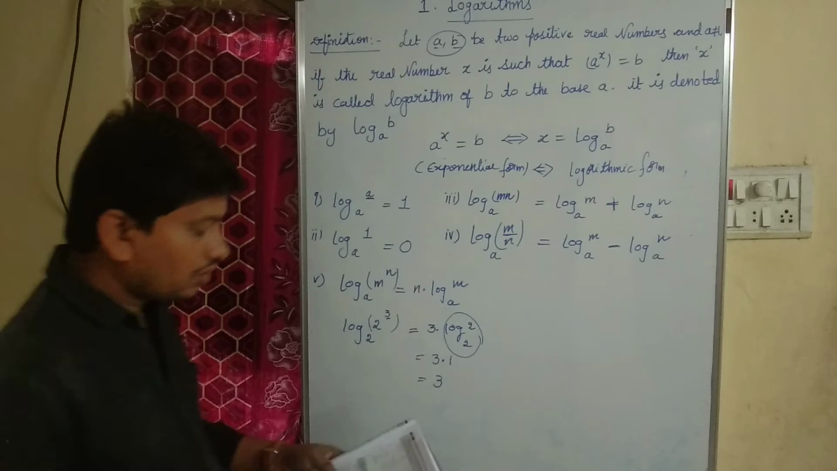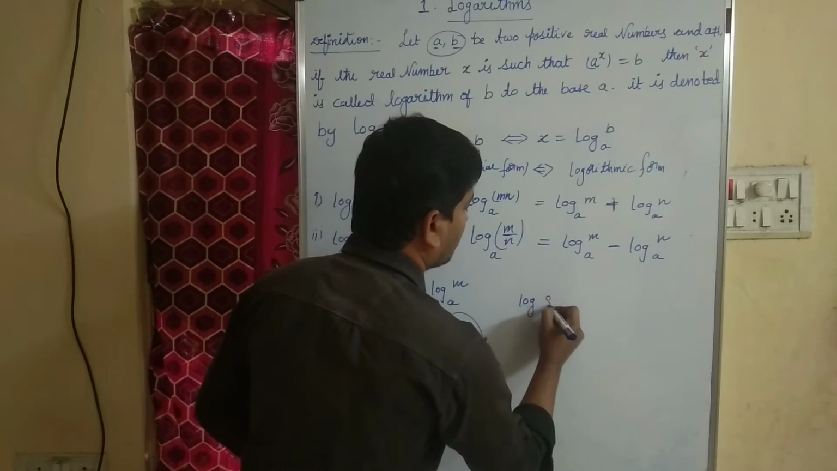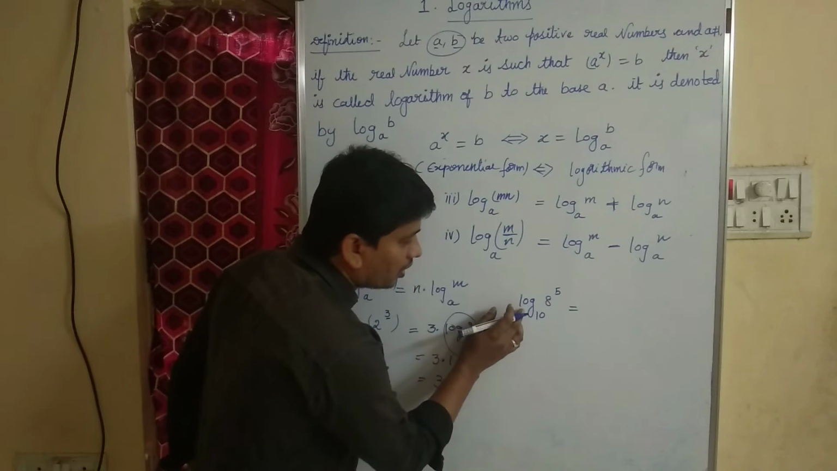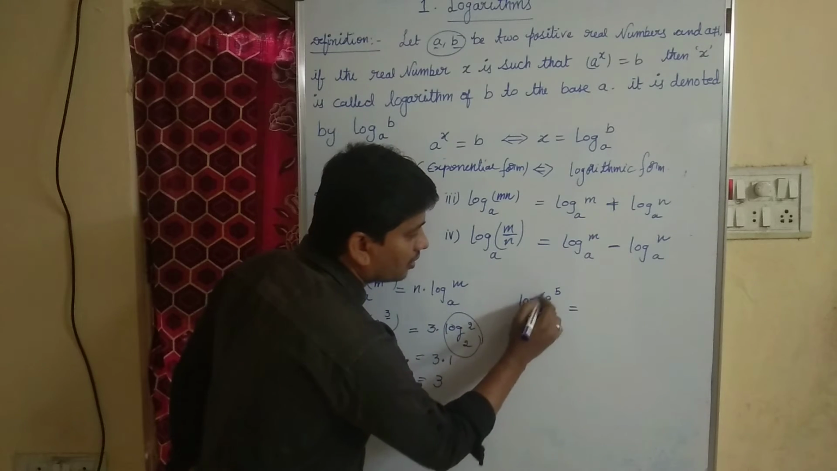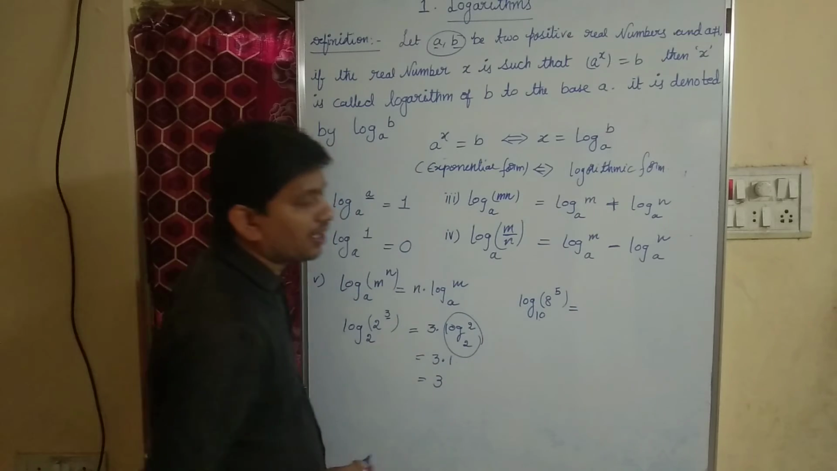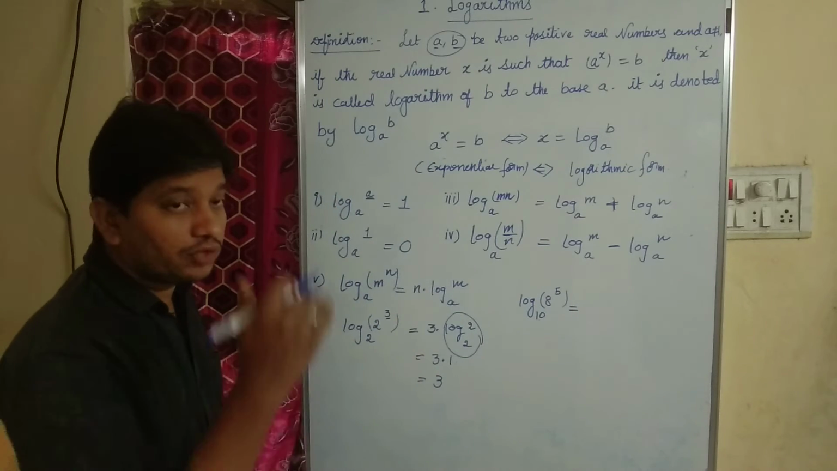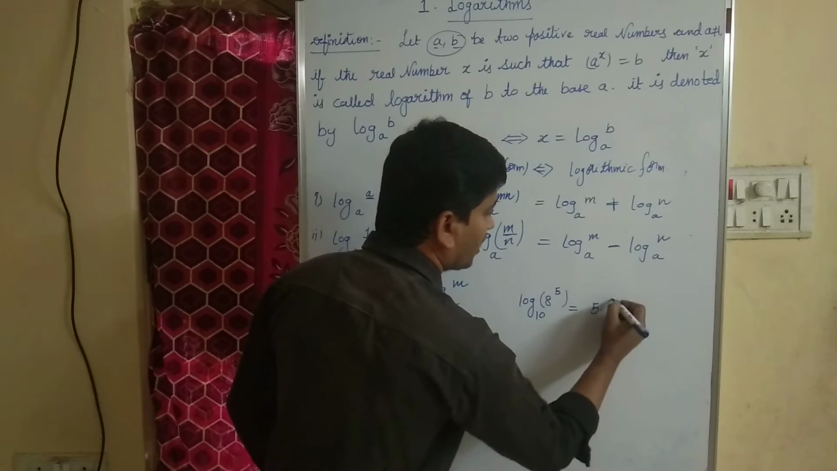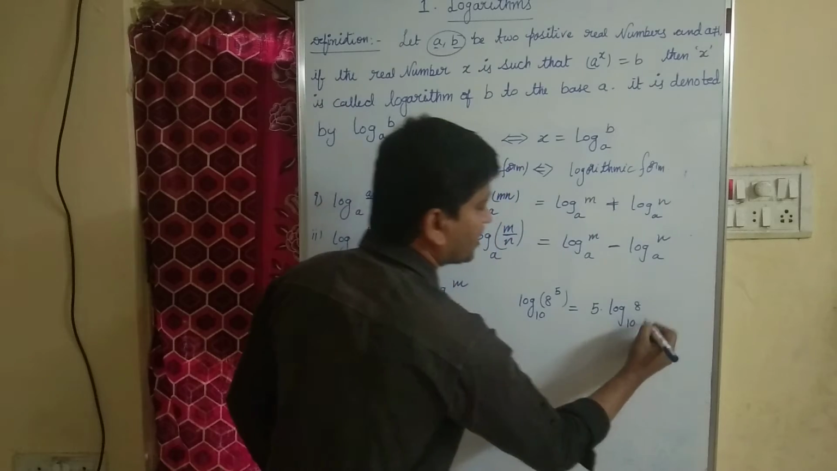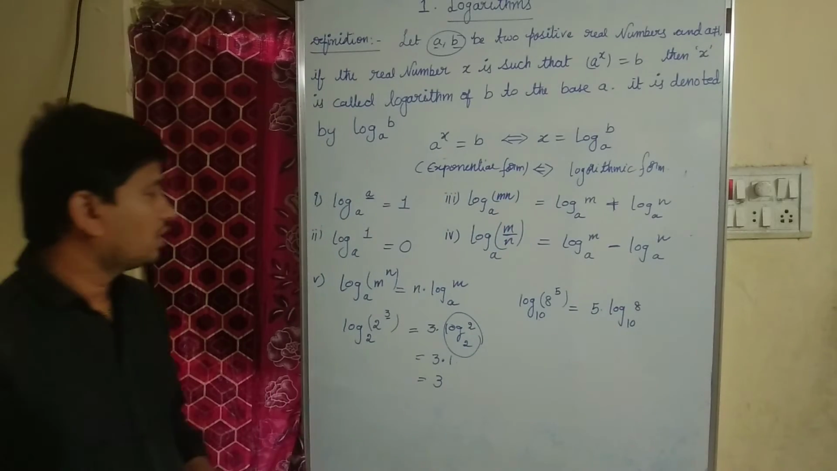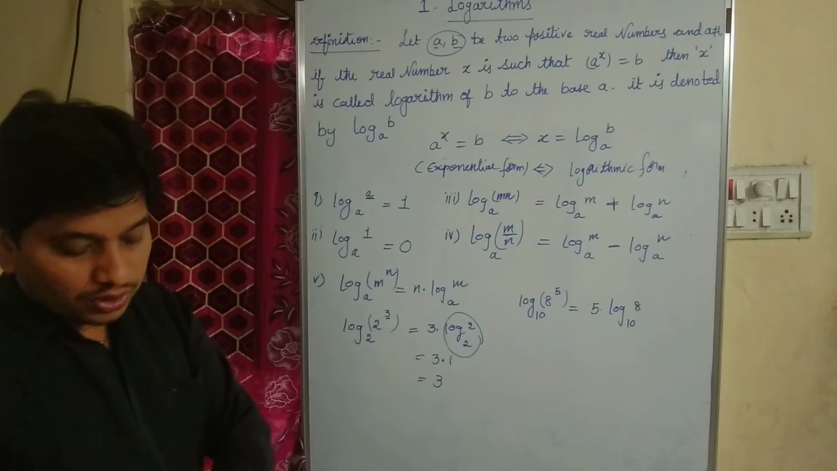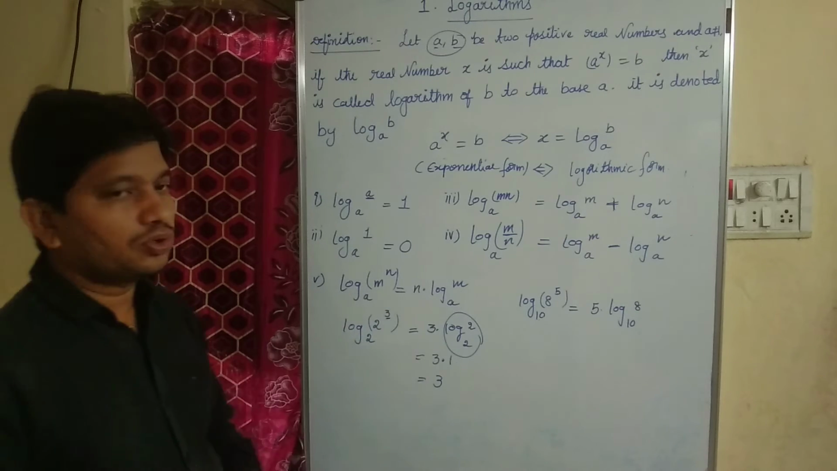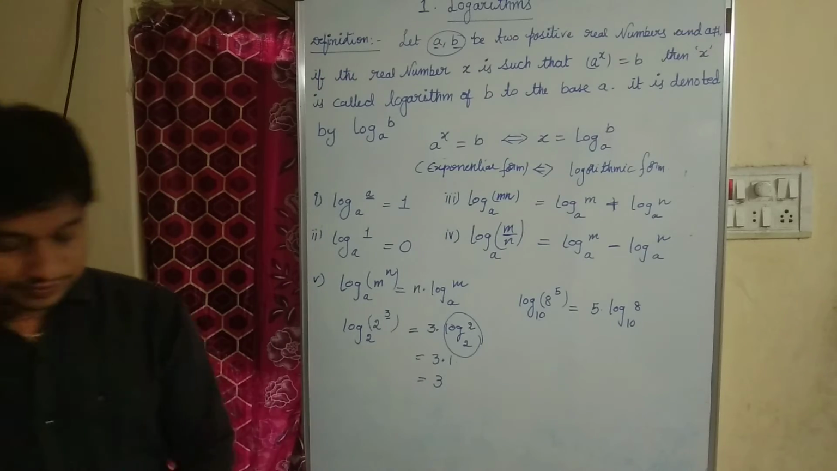Let me explain one more example. Log 8 to the power 5 to the base 10. Again, which is in the form of log m to the power n to the base a. How can I write it? I can write it as n into, n in the sense here 5, into log 8 to the base 10. So this is our fifth law, that is called the exponential law. Log m power n to the base a equal to n into log m to the base a, right?